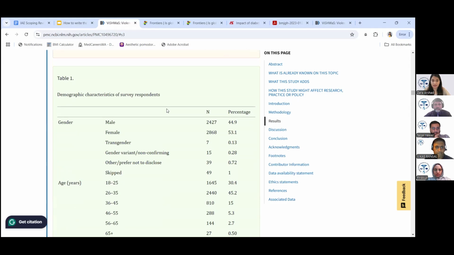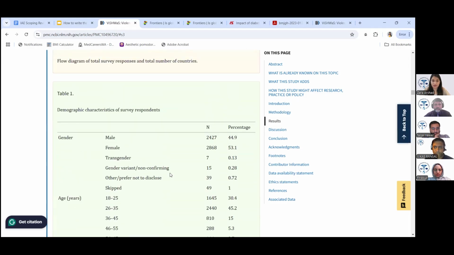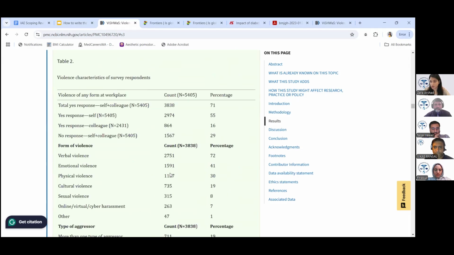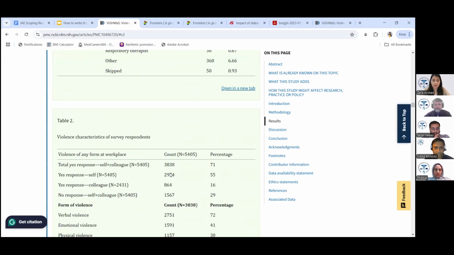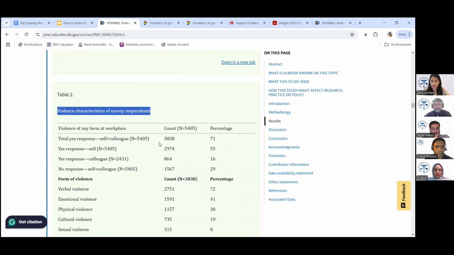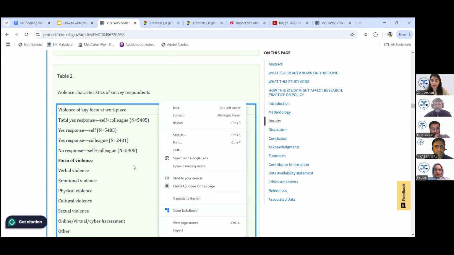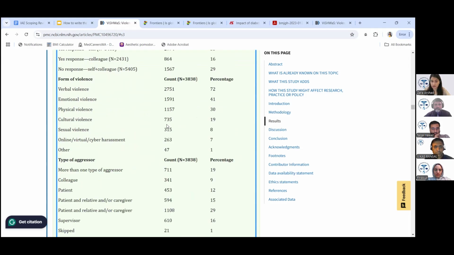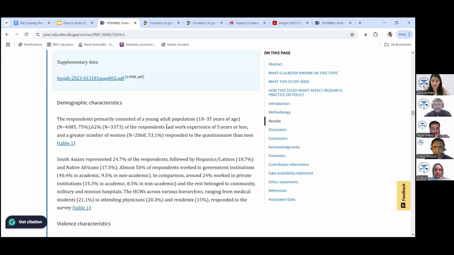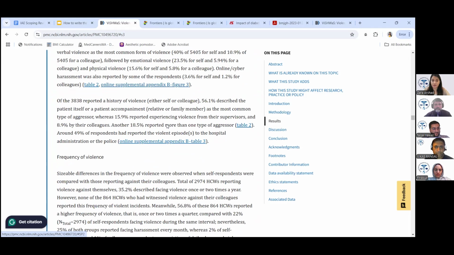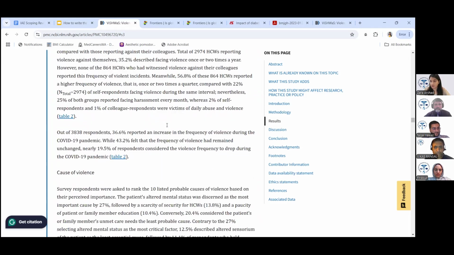Going down below, these are the demographics. All of these demographics have also been explained in a paragraph below, which is the usual protocol. Then another variable was violence characteristics of the survey respondents. Goes down into tables. The tables always have to mention the statistics and the percentages and have a description below it. Now, each layer of results goes in a separate paragraph and a separate table.